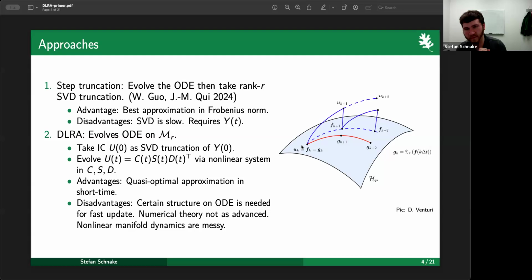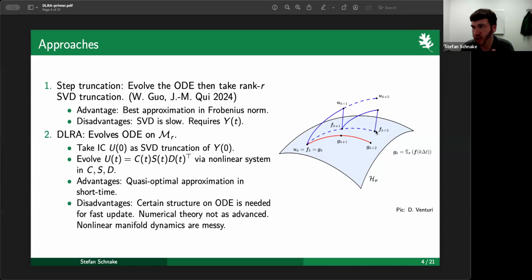So if your low rank manifold is given by this blue patch right here, and you're at some time step UK, the goal with step truncation is to evolve the dynamics of the ODE. That will probably take you off of the low rank manifold, and then after some sufficient time, you project back on through some SVD truncation and continue. So step, truncate, step, truncate.